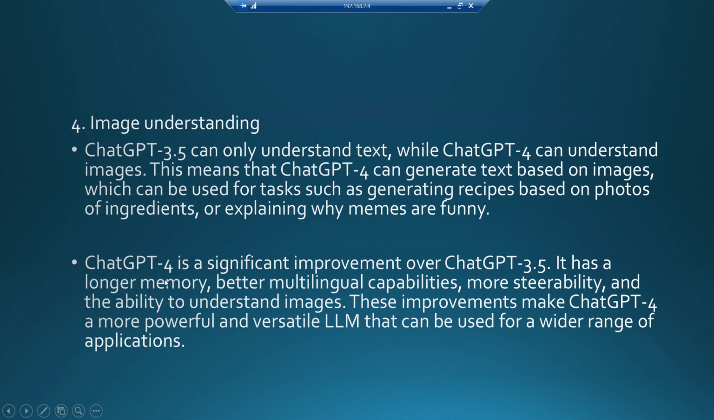It says ChatGPT 4 is a significant improvement over ChatGPT 3.5. It has a longer memory, better multilingual capabilities, more steerability, and the ability to understand images. These improvements can make ChatGPT 4 a more powerful and versatile LLM that can be used for a wide range of applications. So businesses can enroll in ChatGPT 4 because it has a lot of features that they can use for business purposes.